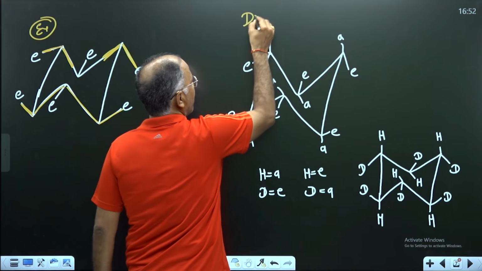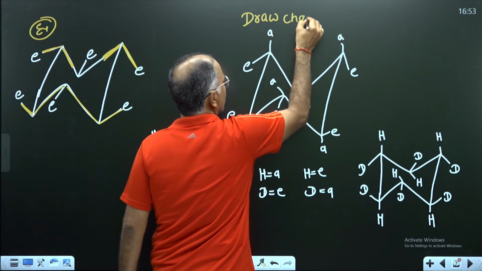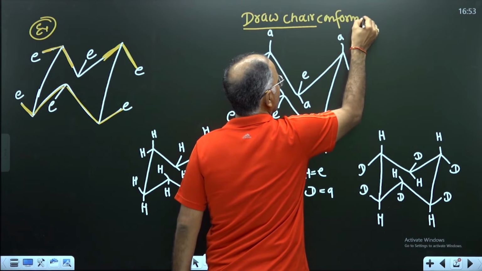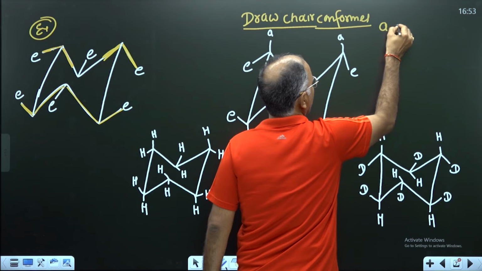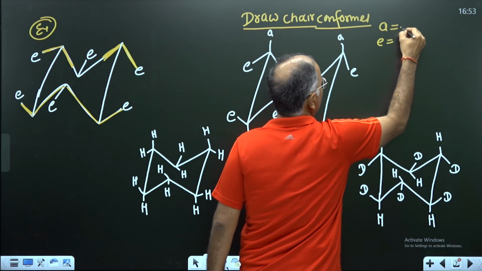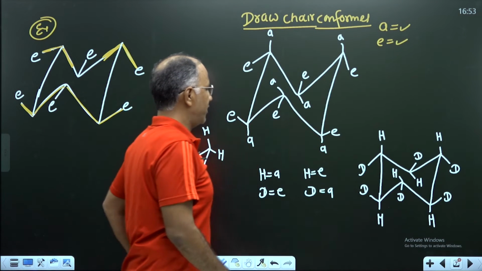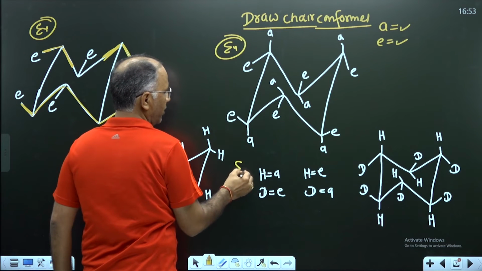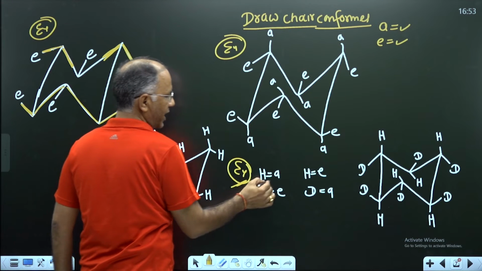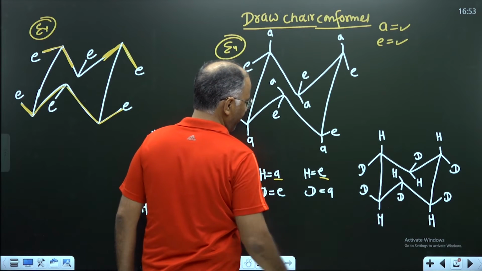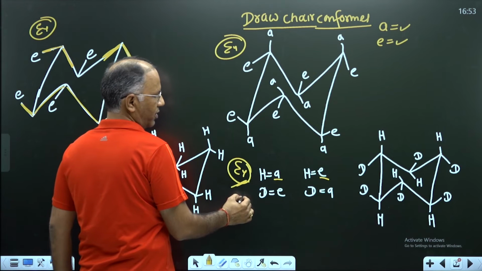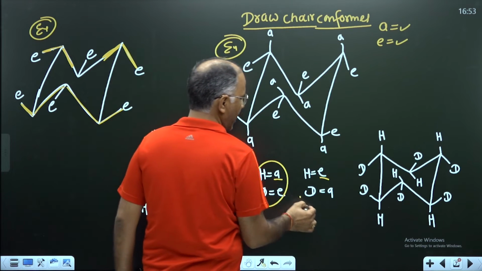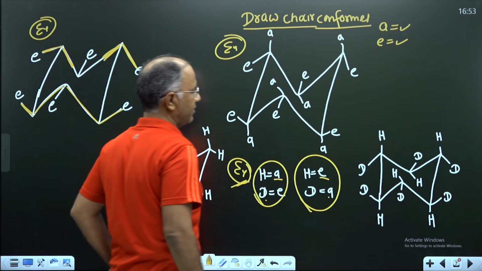In this example, draw chair conformer, A for axial and E for equatorial. A at axial position and E at equatorial position. Similarly, you have to draw one more chair in which hydrogen at axial and D at equatorial. And one more chair, hydrogen at equatorial, D at axial position.